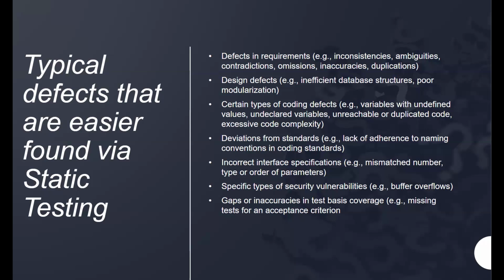Probably based on your experience, there are naming conventions in coding standards, that's for software developers, because they have their coding standards. It's possible they did not adhere to it. So as a tester, you already know it and you flag it. These are just examples, but the ones I realistically face are omissions, inaccuracies, ambiguity, duplications, inconsistency. That's what I normally face.